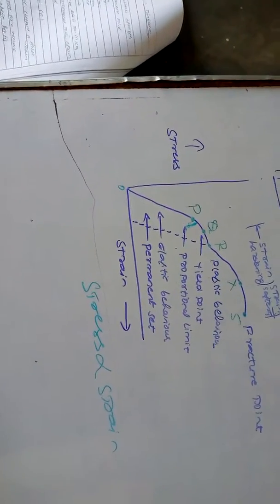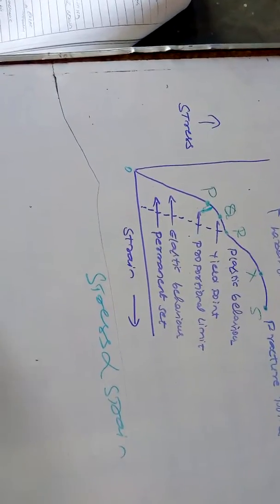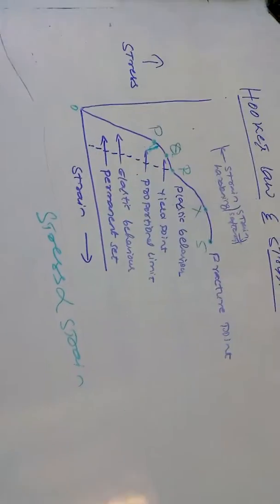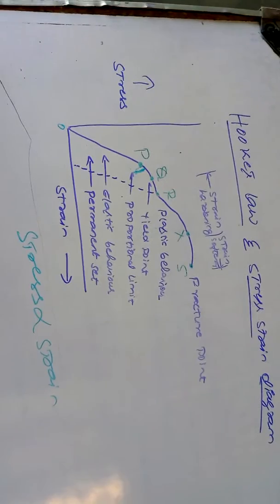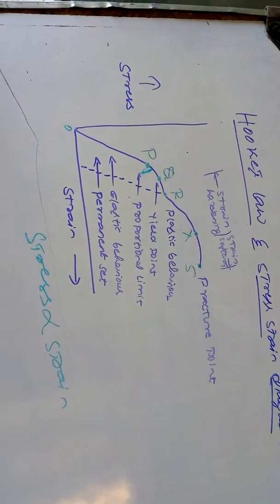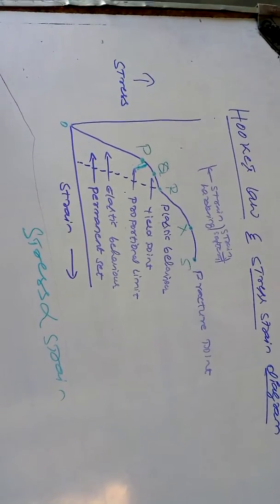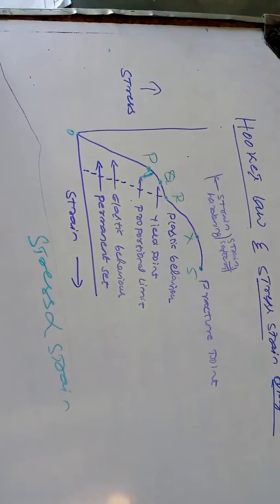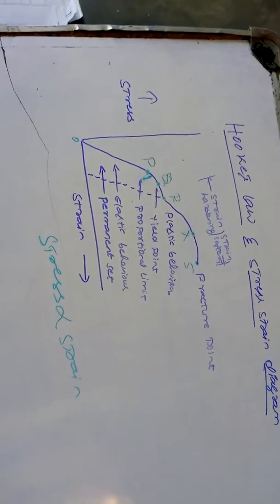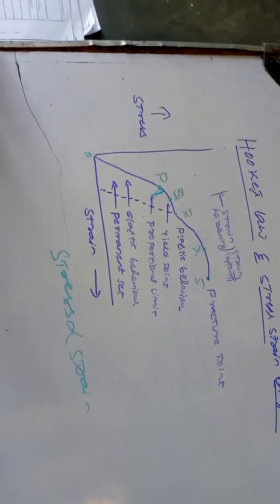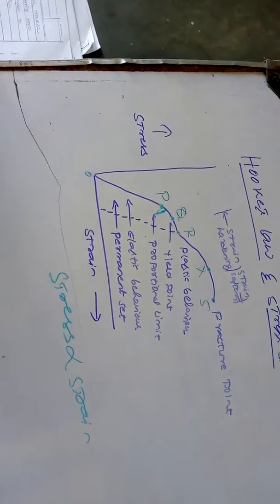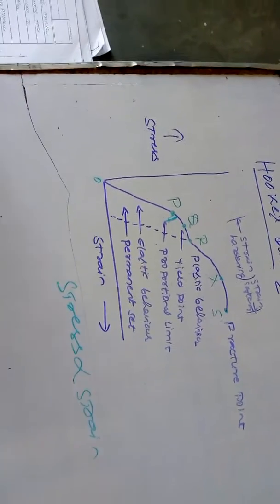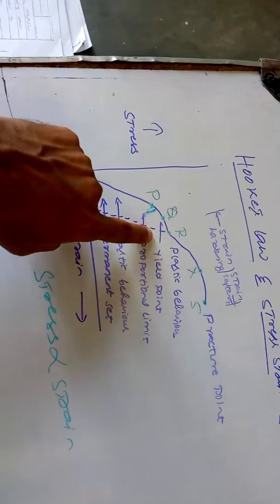Now the portion up to Q is called the proportionality limit, or the elastic limit. By knowing the elastic limit of the material, one can find the maximum deforming force that the body can be subjected to without any permanent deformation. Already we know what a deforming force is. Can I repeat once again? A deforming force is the force that can produce a change in shape or size, or both. This point Q is called the yield point.